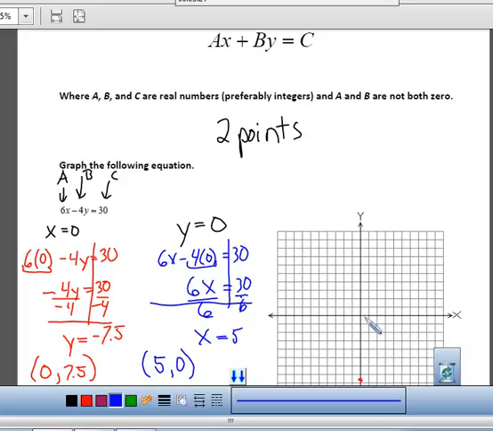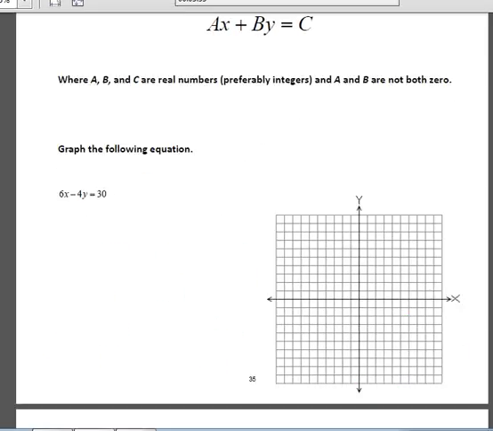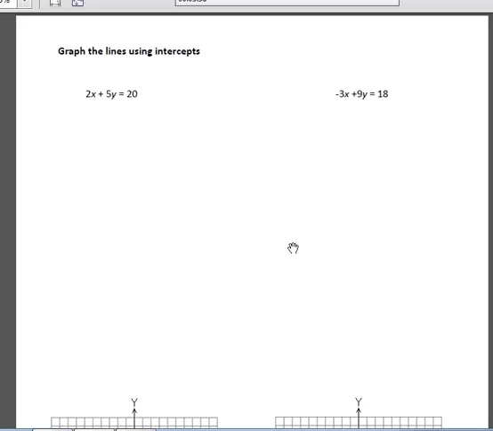So plot that point. Start at the origin, go to the right 5 spaces, put a point. Now I have 2 points. Use my ruler, or in this case my line tool, connect those 2 points and try to go just past them on either side. And there is your line. So that is what we're going to be doing here, is graphing these equations. So let's go ahead and take a look at the next page, page 36, where we have 2 more examples.